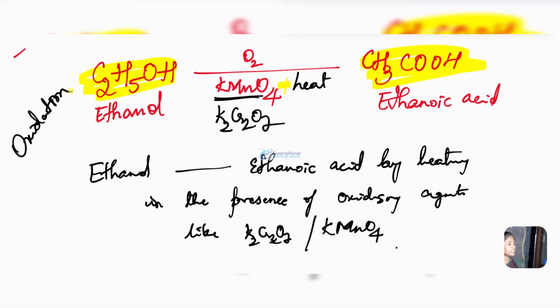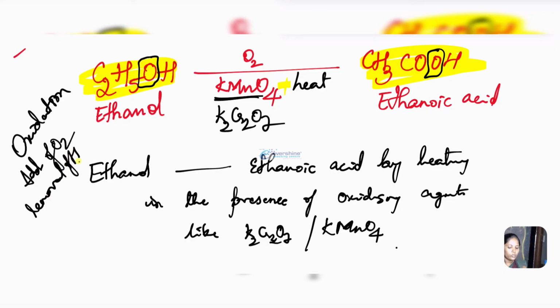Why is it called oxidation? Because here, in ethanol only one oxygen is there, and one more oxygen is added, correct? Here 6 hydrogens are there, here only 4 hydrogens are there. How many hydrogens are removed? 2 hydrogens removed. So what is oxidation then? Addition of oxygen or removal of hydrogen is called oxidation reaction.